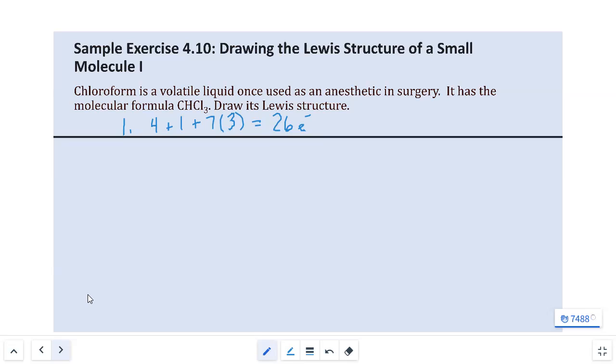Now we start with the simple structure. To do the simple structure, we need to figure out the center atom. The center atom is going to be the least electronegative, the one furthest from fluorine. And so throwing out the hydrogen as an option, it's either carbon or chlorine. Which one's further from fluorine?